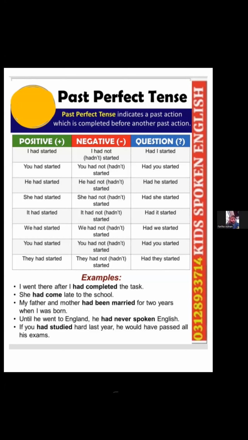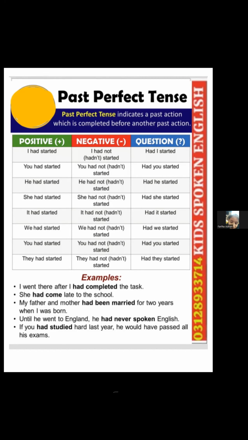So I completed the task, then I went out. Okay, I went there. So I had completed the task and I went there after that. जो complete हुआ task वो पहले काम, आपने task complete किया then आप वहां गए. So I went there after I had completed the task. She had come late to the school.